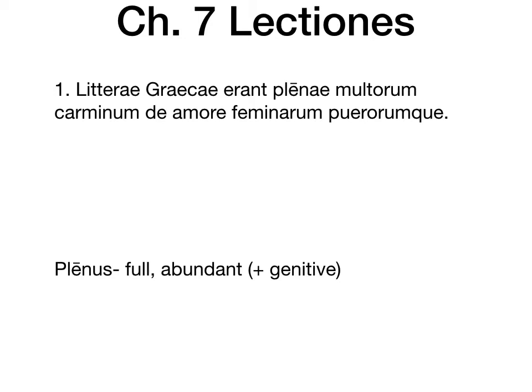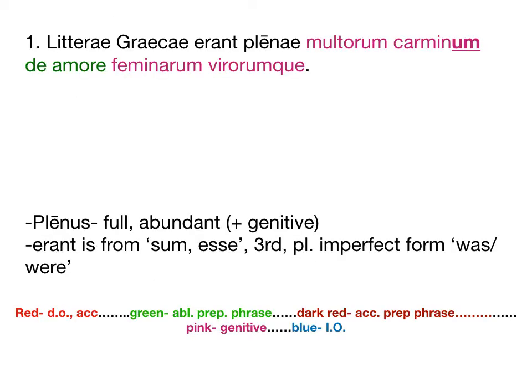Okay, so this one, the vocabulary is not too bad. We do have plenos, this adjective meaning full or abundant, and it often goes with a genitive, as in full of something in the genitive. But other than that, this one is not too bad vocabulary-wise. But here is the color coded version of it, and I have another note about errant. Errant, this is not two R's, this is from sum esse. So this is the third plural imperfect form of sum esse. So we're going to translate it as was or were, depending on what the subject is.